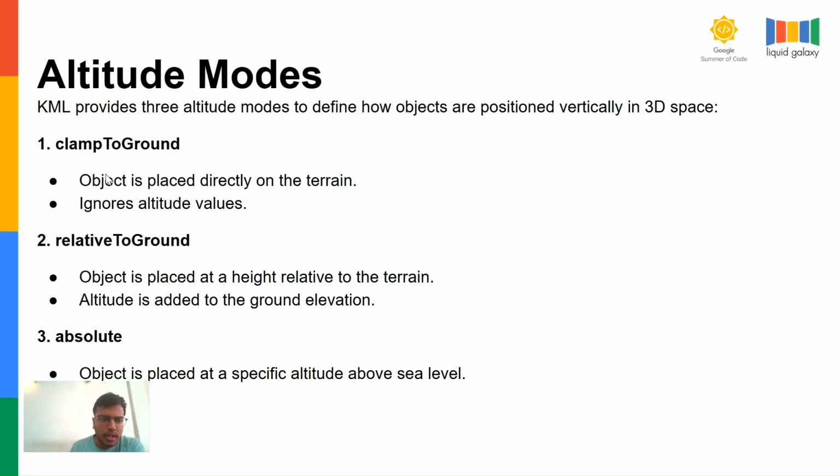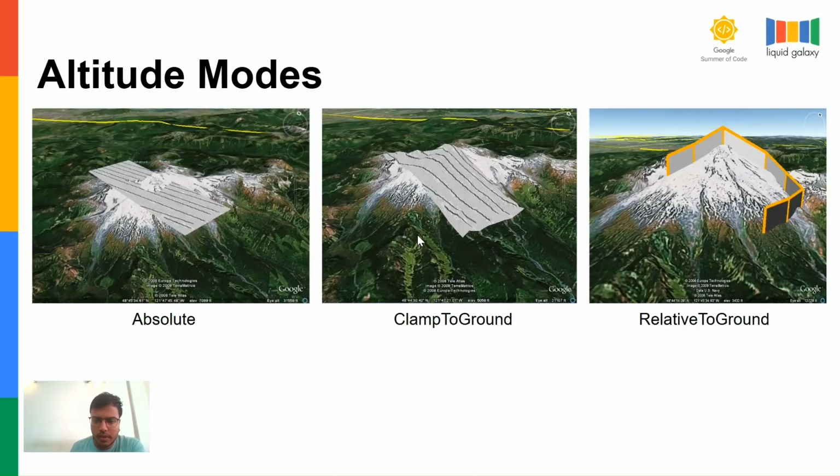Clamp to ground means the object is placed directly on the terrain. It ignores the altitude values, whereas in relative to ground, the altitude is added to the ground elevation, and the object is placed at a certain height relative to the terrain. We can see that in relative to ground, the object is placed at a certain height related to the overall terrain. It looks as if the windows are created inside the wall of the mountain itself. This is the flexibility that we can obtain from relative to ground.